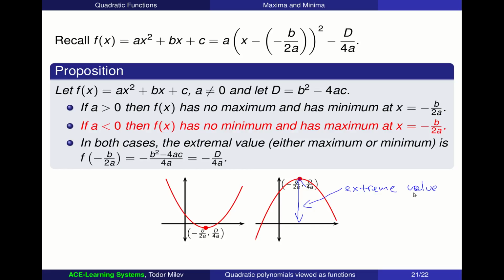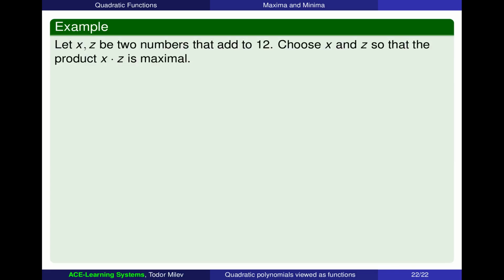So that's, in both of these cases, negative the discriminant over 4a. In this case, the extreme value is this distance here. So this vertical distance is negative d over 4a.